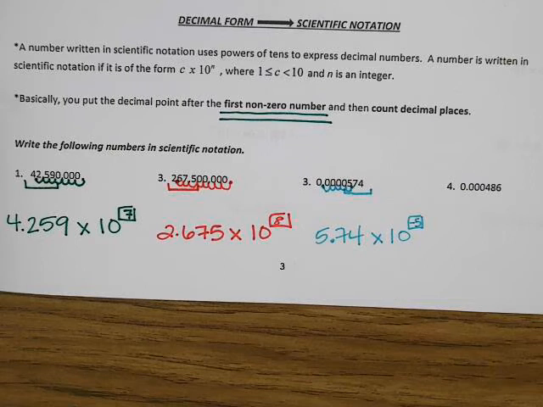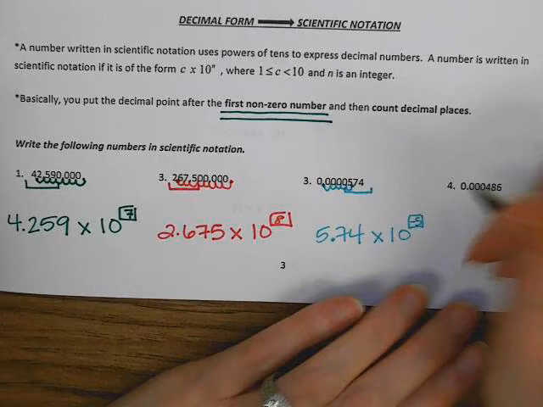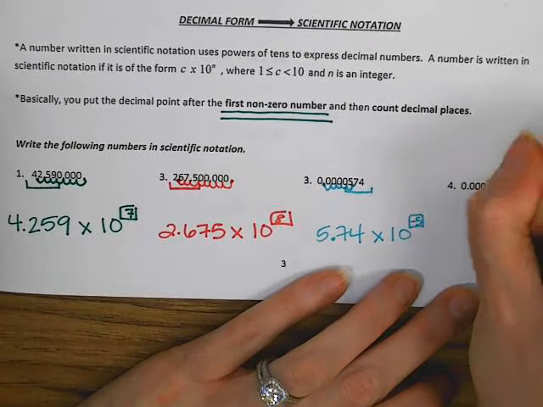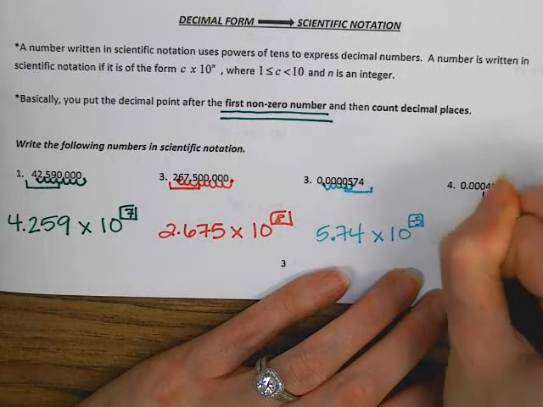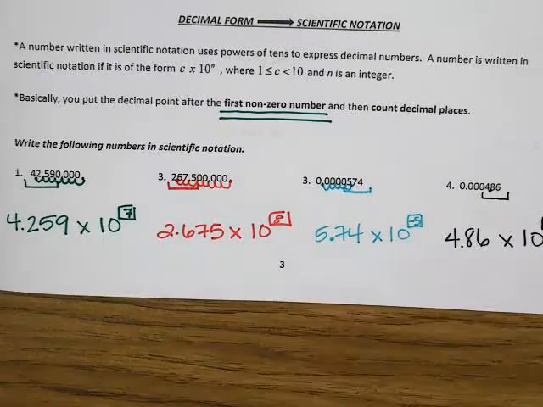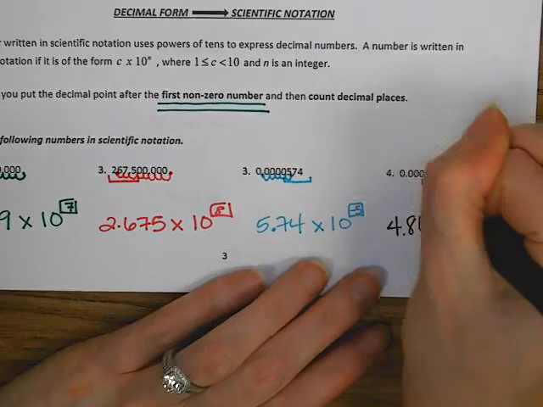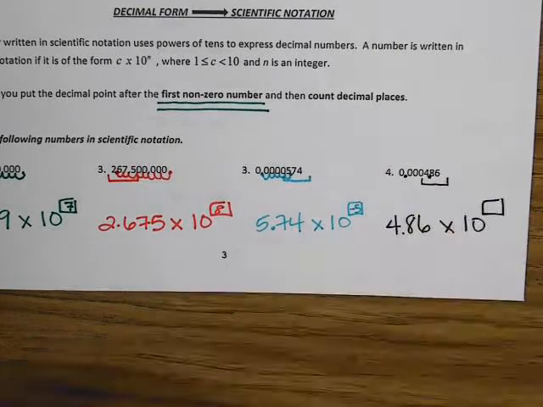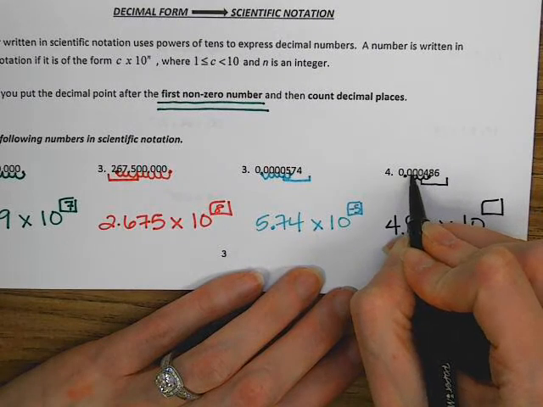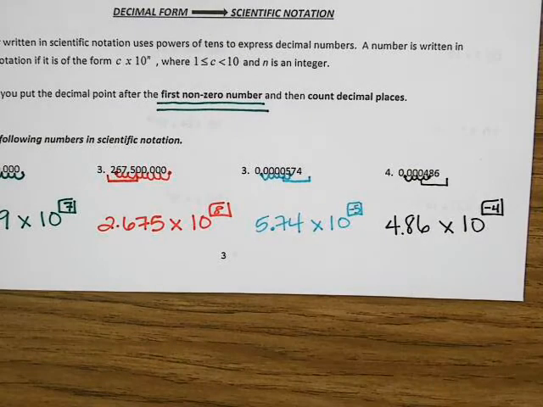All right, and then the last one, number 4. Put the decimal after the first non-zero number. That's going to be after the 4. Okay, so if you write that part, it's 4.86 times 10 to some power. Let me move this over. Okay, we always count decimal to decimal. This time we're going left, 1, 2, 3, 4. But since you're going left, it's -4.